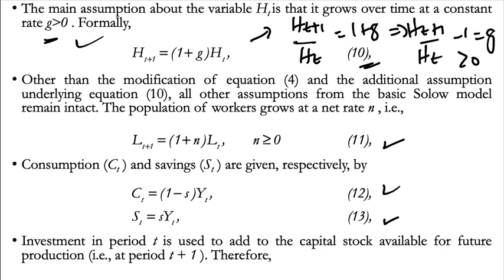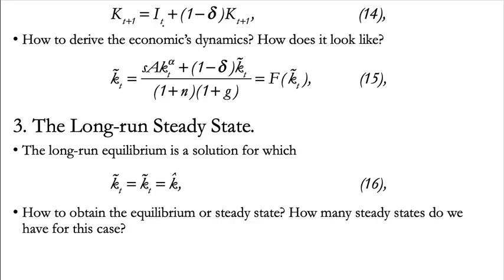Also, we have investment in period T used to add to the capital stock available for future production. So we have something similar to before, where the future capital stock depends on the investment today and also the existing capital stock today. So there's a correction here. Yeah? This one shouldn't be KT+1. This one should be KT, (1 minus delta) KT.